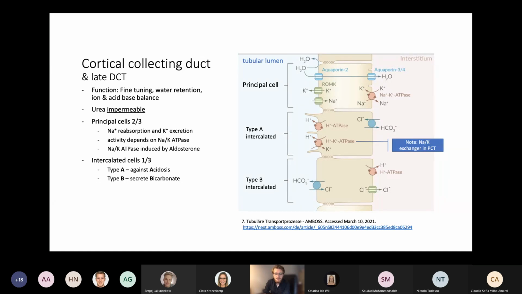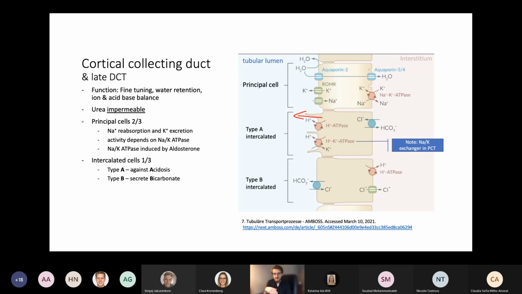Type A intercalated cells have proton-potassium ATPases and proton ATPases in the apical side of the membrane, which continuously pump protons into the tubular lumen. And if you remember from the previous slide, in the proximal convoluted tubule, this enables the breakdown of carbonic acid into carbon dioxide and water, and the reuptake of that carbon dioxide into the tubular cells and the formation of bicarbonate. So type A intercalated cells prevent the loss of bicarbonate ions.